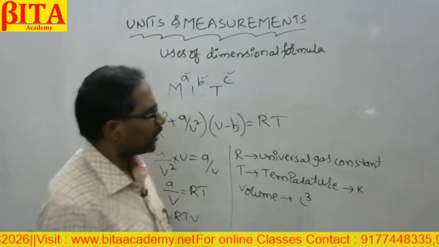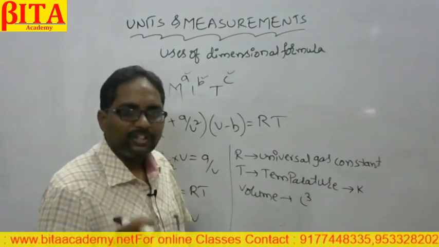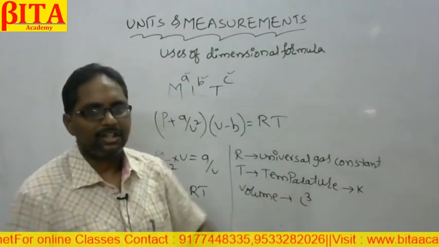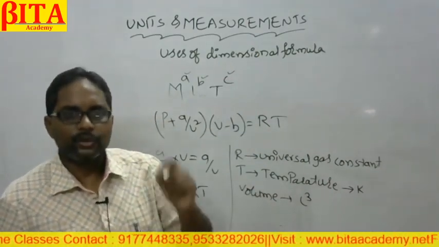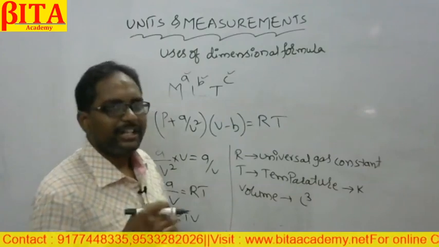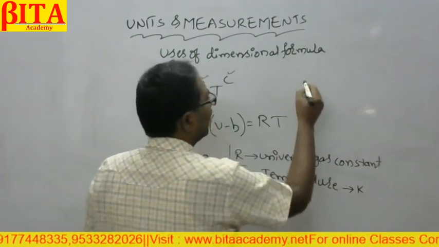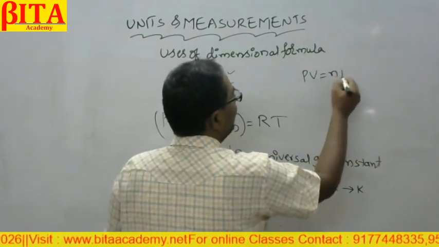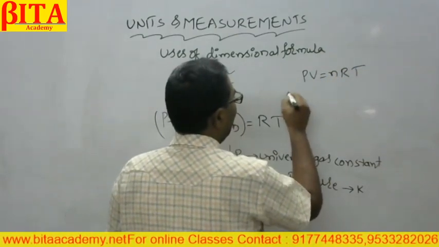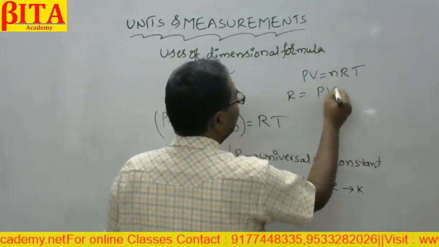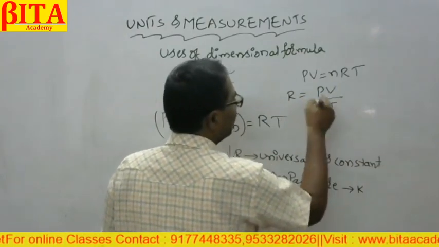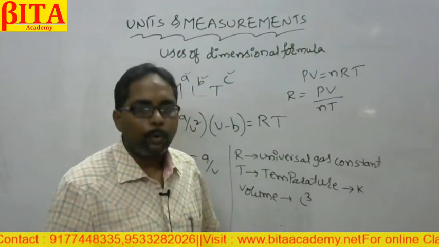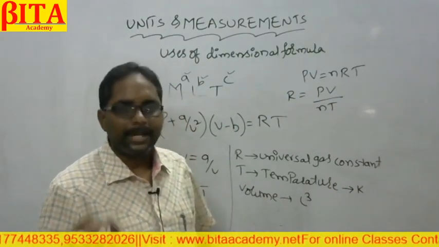In order to write the dimensional formula of the universal gas constant, if you don't remember that particular dimensional formula, we will take the ideal gas equation like this. The ideal gas equation is PV = nRT, and R = PV/nT, where P stands for pressure, V stands for volume, n stands for number of moles, and T stands for temperature.